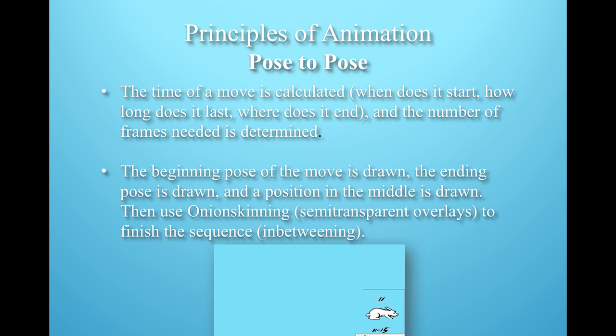And again, here's the pose to pose. The time of the move is calculated. When does it start? How long does it last? And where does it end? And the number of frames needed is determined. The beginning pose of the move is drawn, the ending pose is drawn, and a position in the middle is drawn. And then we use onion skinning, which is a semi-transparent overlay, to finish the sequence with in-betweening. Now, pose to pose is also one of the straight ahead principles of animation.